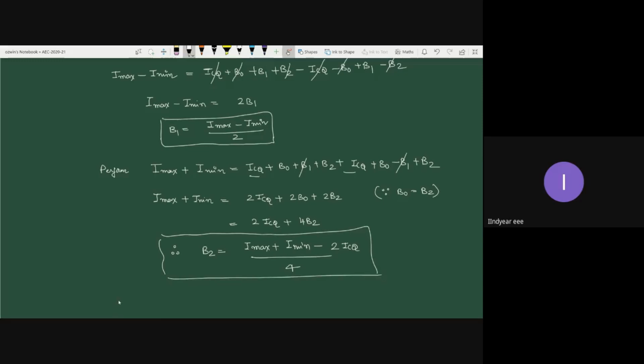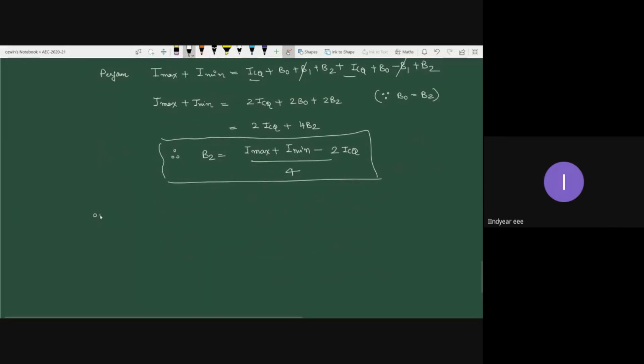So this is the expression for B2. Once you know what is B1, what is B2, and what is B naught, you can find out the second order harmonic distortion. Therefore, second order harmonic distortion, let's say percentage D2, is equal to mod of B2 divided by B1 into 100. So this is the expression.